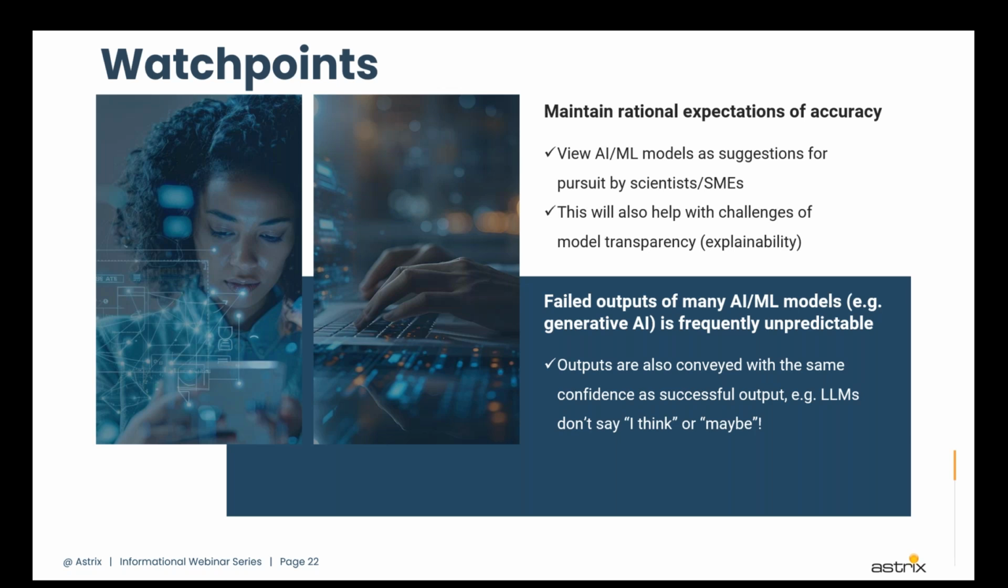We still need to do what works in this industry, using these techniques in appropriate ways and understanding their limitations. For example, LLMs tend not to say "I think" or "maybe"; they make statements that appear confident. You need to understand how these systems actually work, and that they are subject to bias in their data, which gives you an understanding of how to use that information productively. So this is an obvious set of watch points for AI/ML applications.